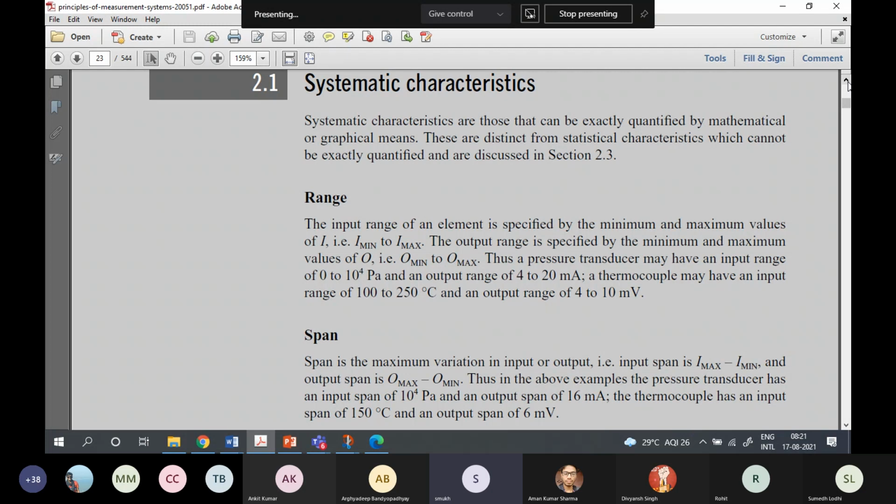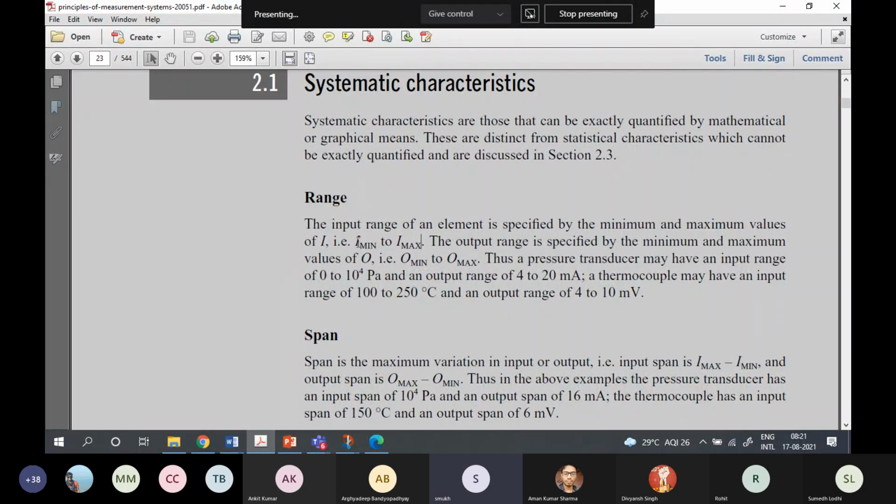The most common term, for any sensor you want to buy, probably the first thing that you want to know is what is the range. So what is the range? That means what are the minimum and maximum values that this instrument is supposed to measure. Sometimes it often happens that the minimum value is 0, but it need not always be 0.